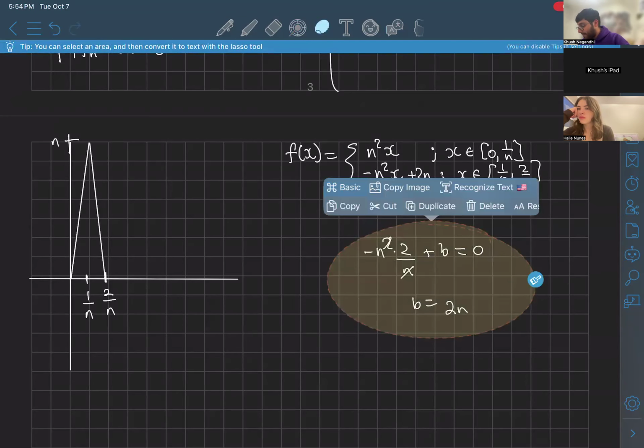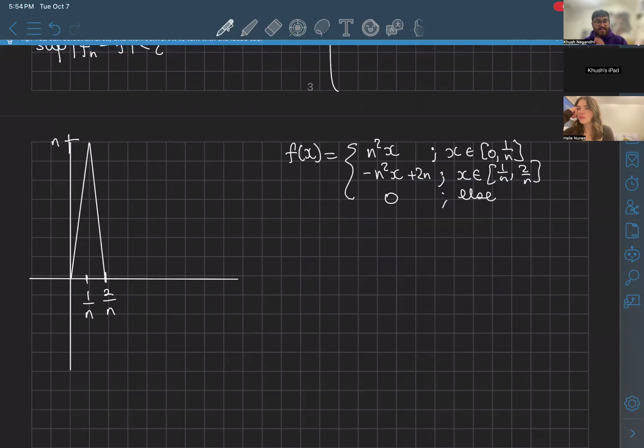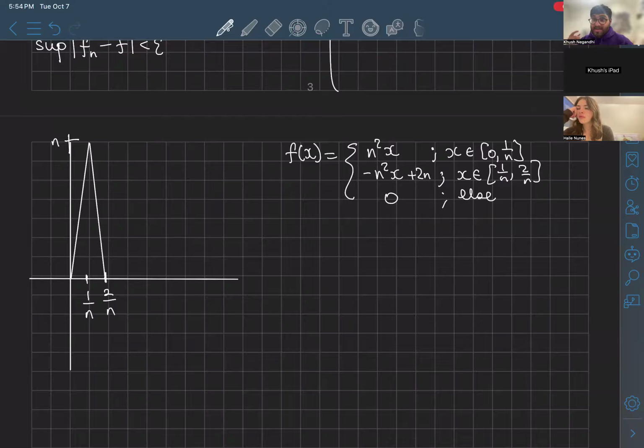Okay. Now, if you look at this sequence of functions, the spike gets sharper and sharper and sharper. So pointwise, this sequence converges to the zero function.